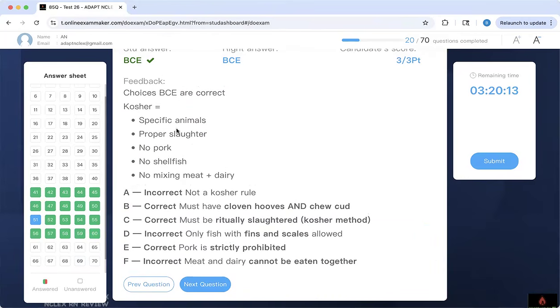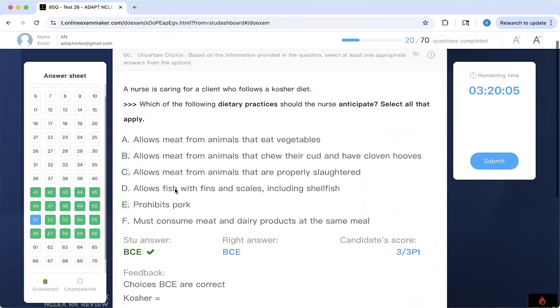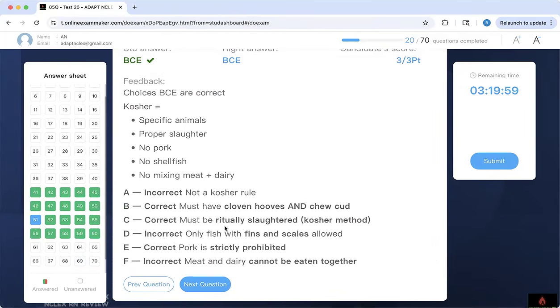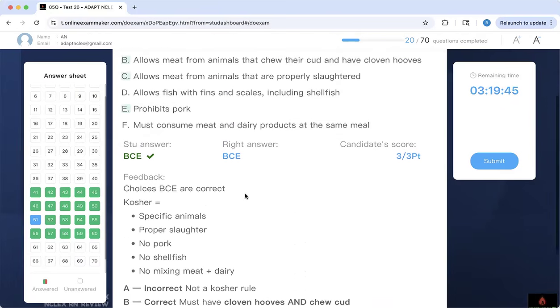And this is the kosher. Very, very specific. So watch for this kind of tricky question, especially D. They allow fish with fins and scales, but not shellfish, right? That's the key. The animal has to be slaughtered properly. They must have cloven hooves and they chew their cud. Okay. Pork is restricted. And then the meat and dairy must be separated. This is kosher rule. Know it.